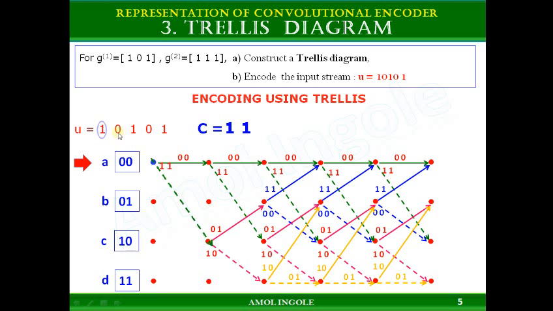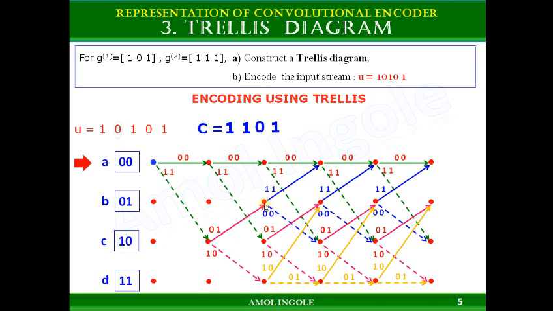Here, the next input bit will be 0. So when you take 0 input bit, you have to follow the darker line. From this state, you have to follow the darker line. Here is the darker line, right? And that will take you to this state. What should you pick up from here? The 0 1. 0 1 is our output bits when the input bit is 0. So this 0 1 should be taken from here.